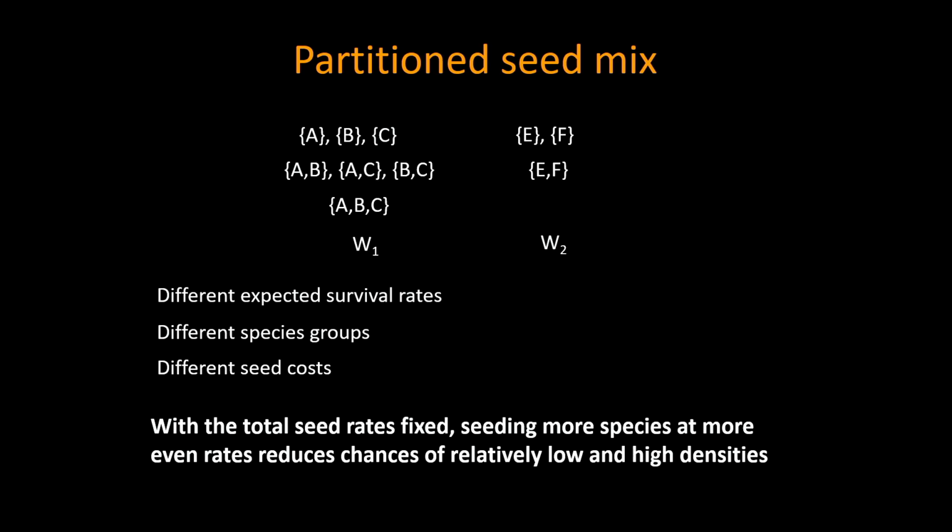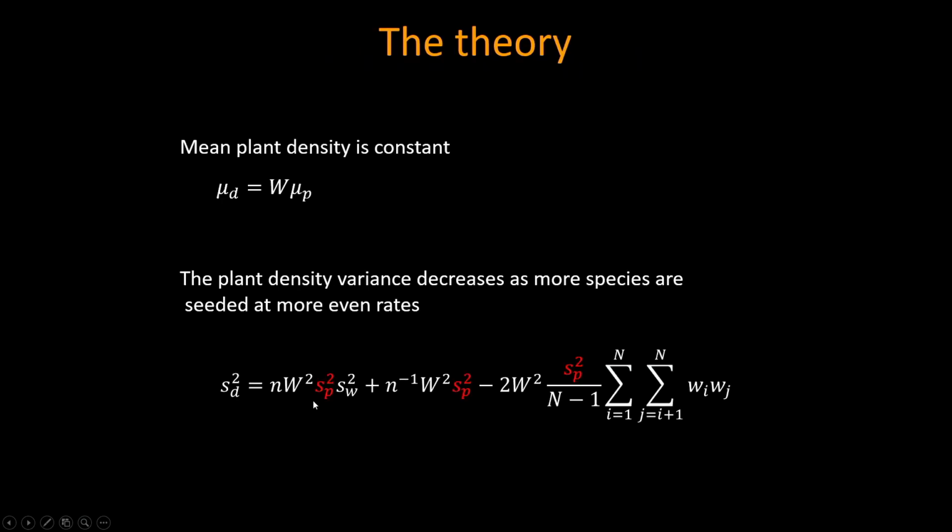So let's say that A, B, and C are grasses and E and F are shrubs. If you allocate the seed rate evenly to all the grasses, and another seed rate evenly to both the shrubs, you get the guarantee on the shrubs and you get the guarantee on the grasses. The probability of low grass densities is minimized when you seed all three at an even rate, the same with shrubs. Okay. So everything I said so far is no science. These are just analytic truths.